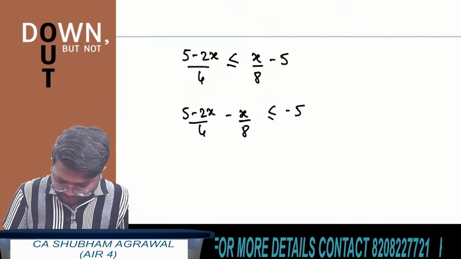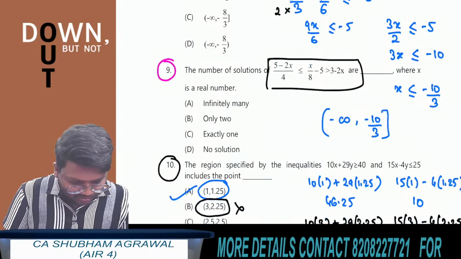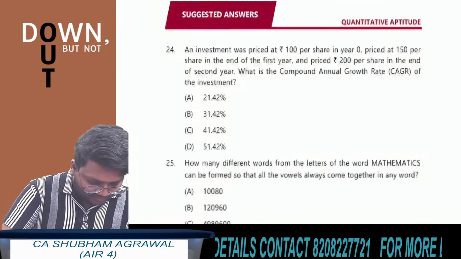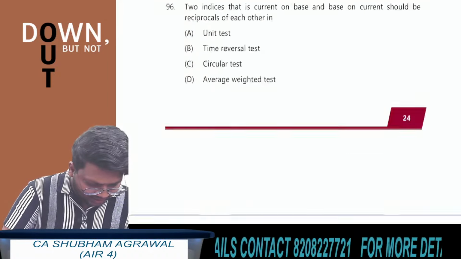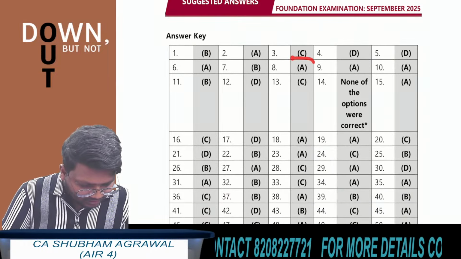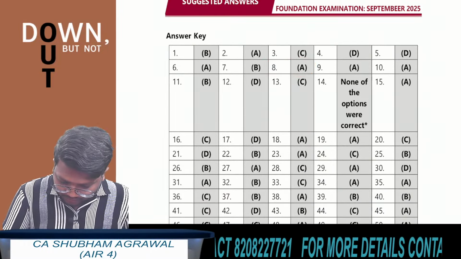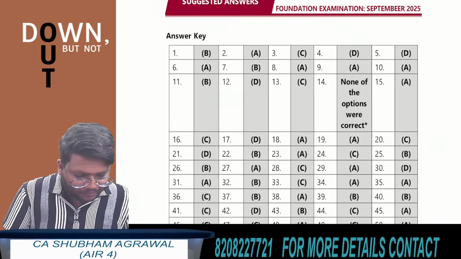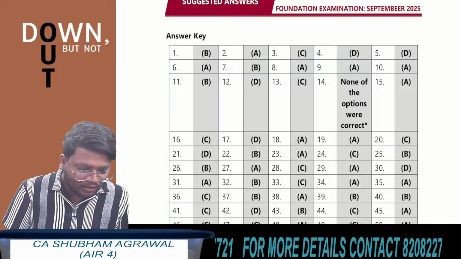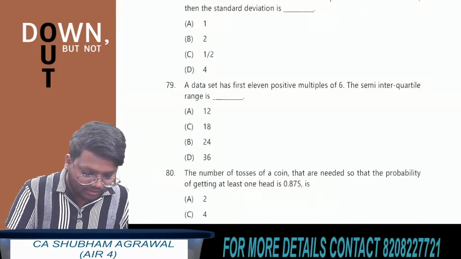Wrong answer. For which question? Answer for question number 8 is option A only. I think they have given the answers at the end. The answer for question number 8 is option A. And for question number 10 also, the answer is what? Option A. Now we are solving this question number 9. Okay, question number 9.